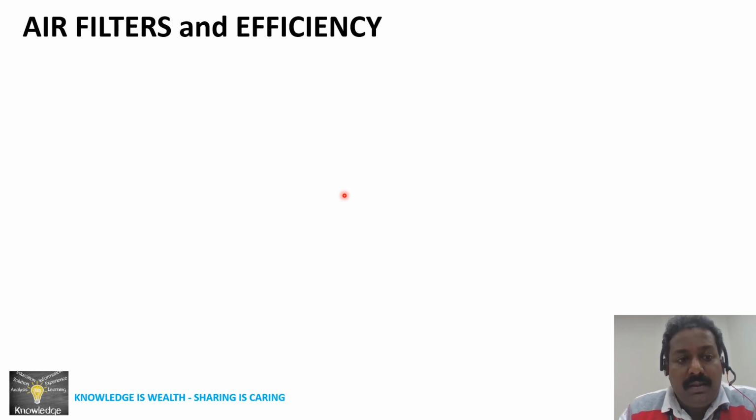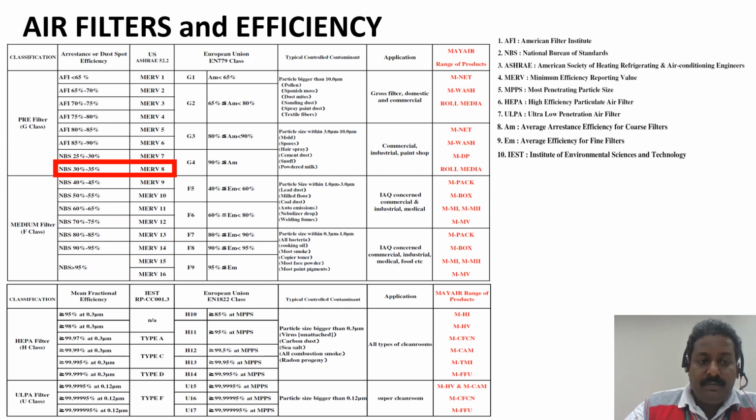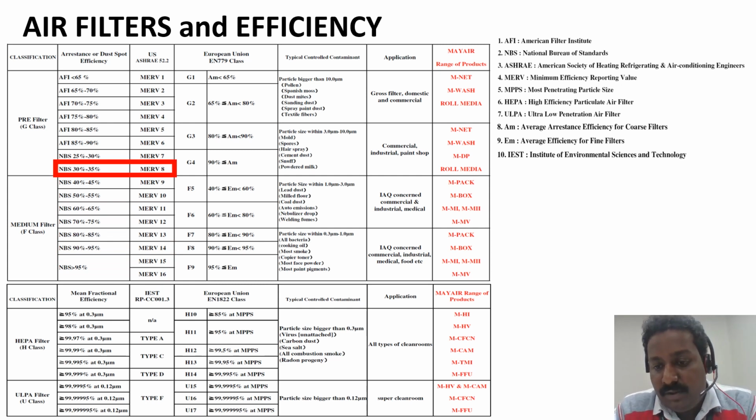Now let's quickly see the air filter and its efficiency. This is a chart where all our MERV filters and HEPA filters, their dust arresting efficiency, and the filter classes have been classified. Usually we use a MERV 8 filter for the pre-filter. It is a G classification, and maximum MERV 8 is what we are using. That is a G4 class filter, and a MERV 8 filter can filter up to 10 micron particles.